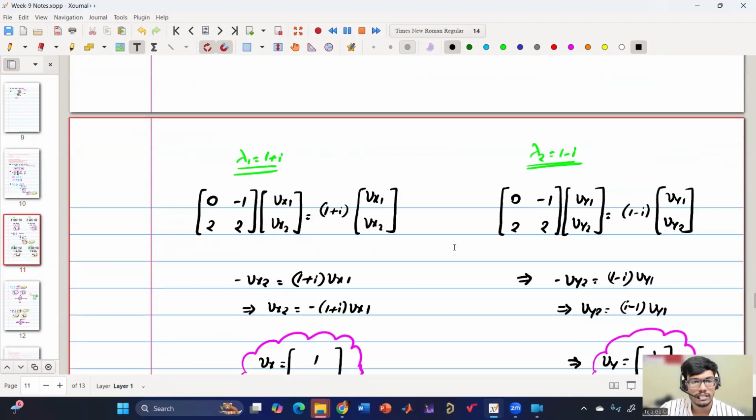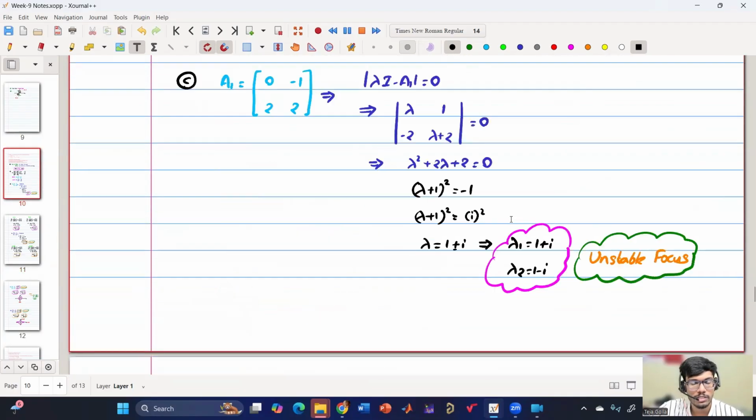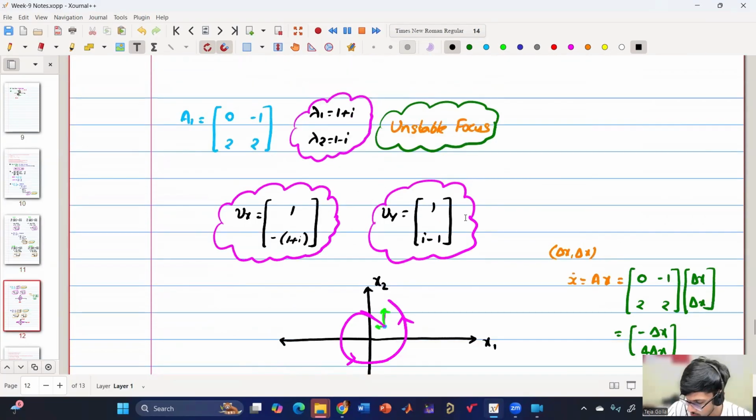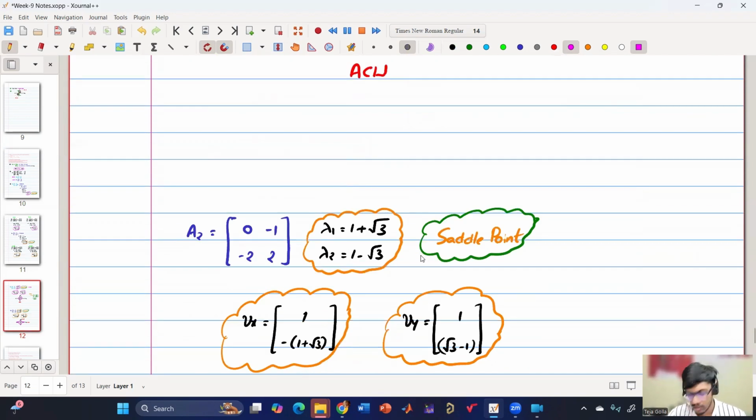So this A matrix is for which equilibrium point? 0, 0, and the second one is minus 2, 0. So this is for the 0, 0 equilibrium point, and this is for the minus 2, 0 equilibrium point.